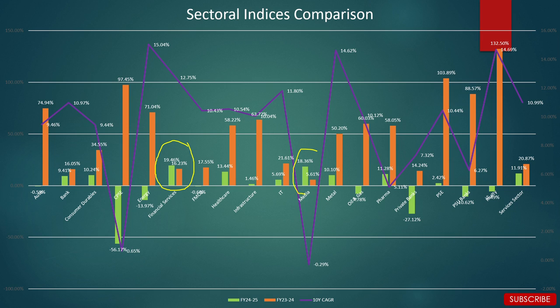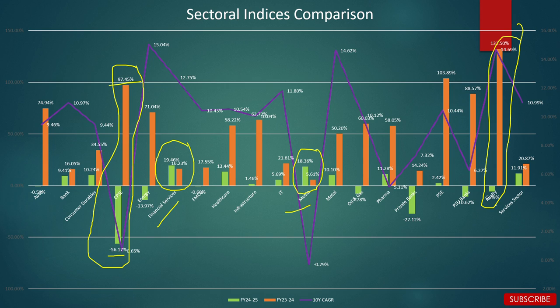So has media. So financial services and media, I think these two are the only ones from the 19 sectors which have actually outperformed the previous financial year. There were several disasters as well. For example, see this CPSE, minus 56% against almost positive 100%.